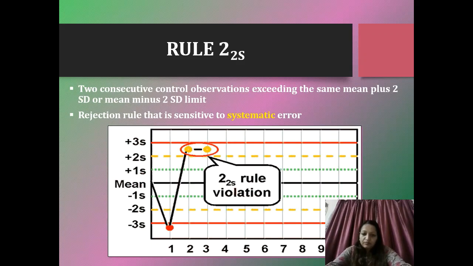Now the third one is the 2-2S. This involves two consecutive control observations exceeding either the mean plus 2SD or mean minus 2SD limit. So whenever two consecutive observations fall on the same side of the mean, it means that there is a problem in accuracy. It is an inaccuracy type of error where there is deviation slowly happening away from the mean. So it is a systematic error and it must be corrected through recalibration.